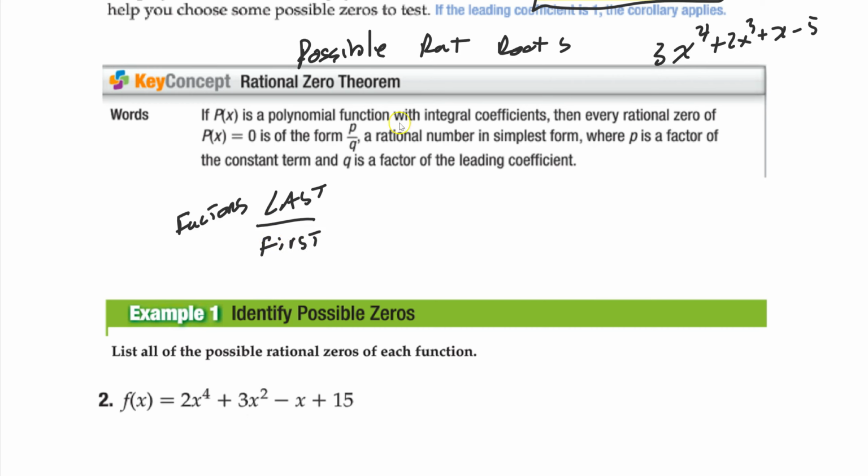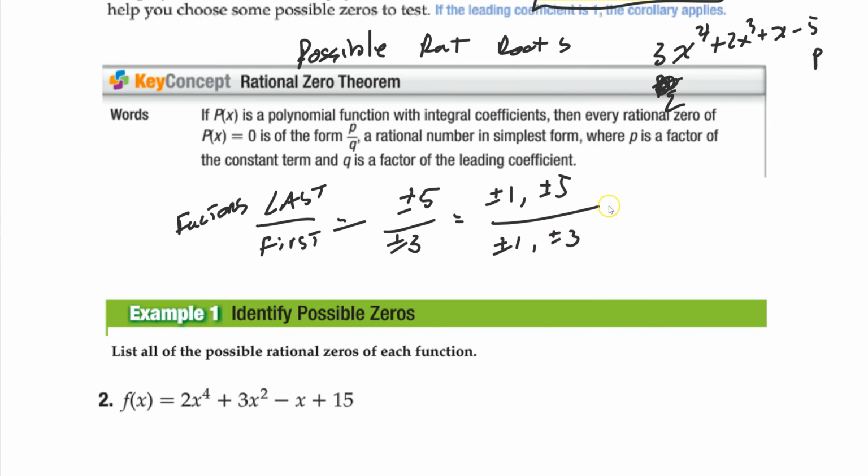Now it says p over q here, but it always confused me. Just remember: last over first. So in this case we'll put plus and minus 5 over plus and minus 3. And it's not just those two things, you have to put all the factors. So the factors of 5 are 1 and 5, and the factors of 3 are 1 and 3. And I have to do every single combination here.